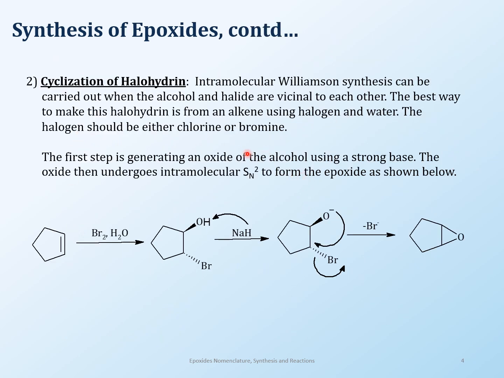Another way of making an epoxide would be from using a halohydrin, okay? So a halohydrin, if you remember, was to take an alkene, treat it with bromine and water or chlorine and water, and then you get the bromine and the OH group on there, and you get them as anti, okay? If you remember, it was an anti-addition.